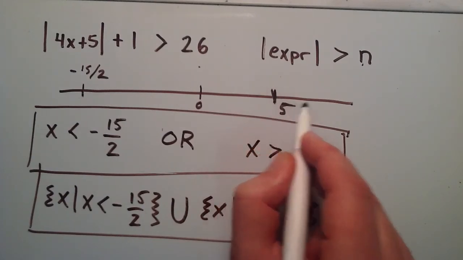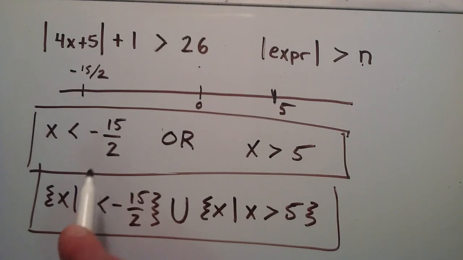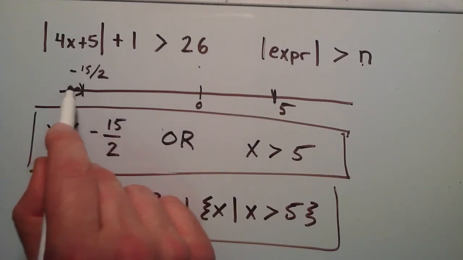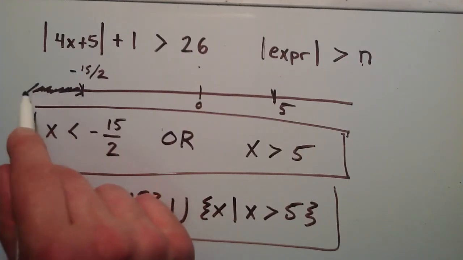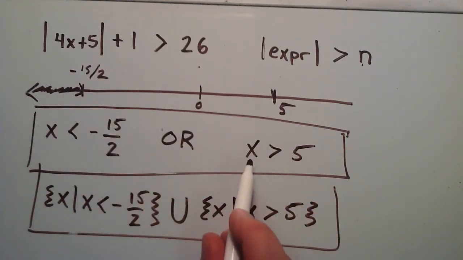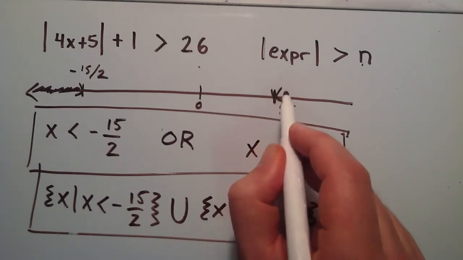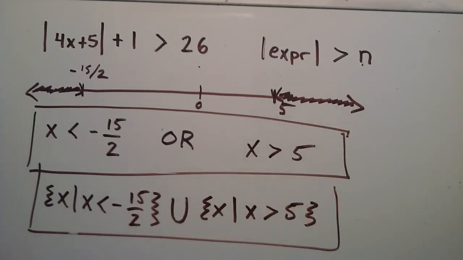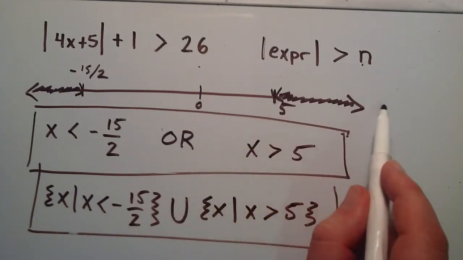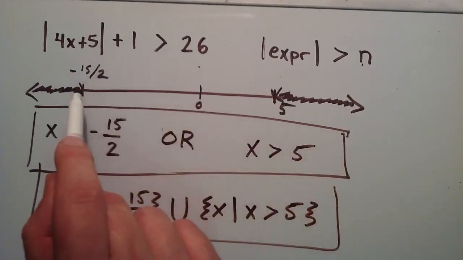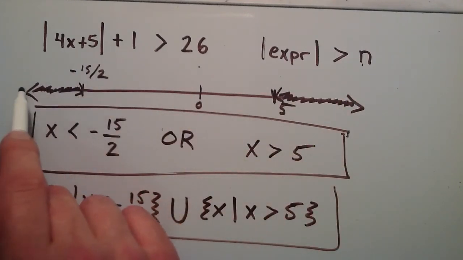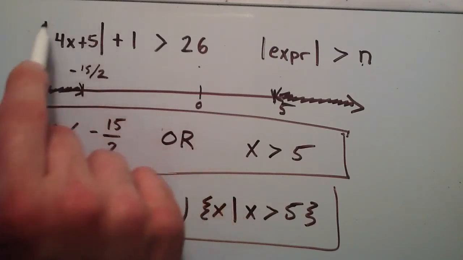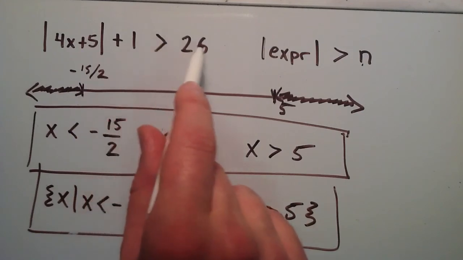So that will be the number 5. So basically what we're saying is we can choose any number less than negative 15 over 2. So that would be all of this stuff over here all the way to negative infinity. And we can also choose x greater than the number 5. So we can choose any of these values over here. So basically what this tells us is if we were to pick any number over here greater than 5, or if we were to pick any number less than negative 15 over 2, and then plug that value in for x and go ahead and solve all of this stuff, this would produce a solution that is greater than 26.